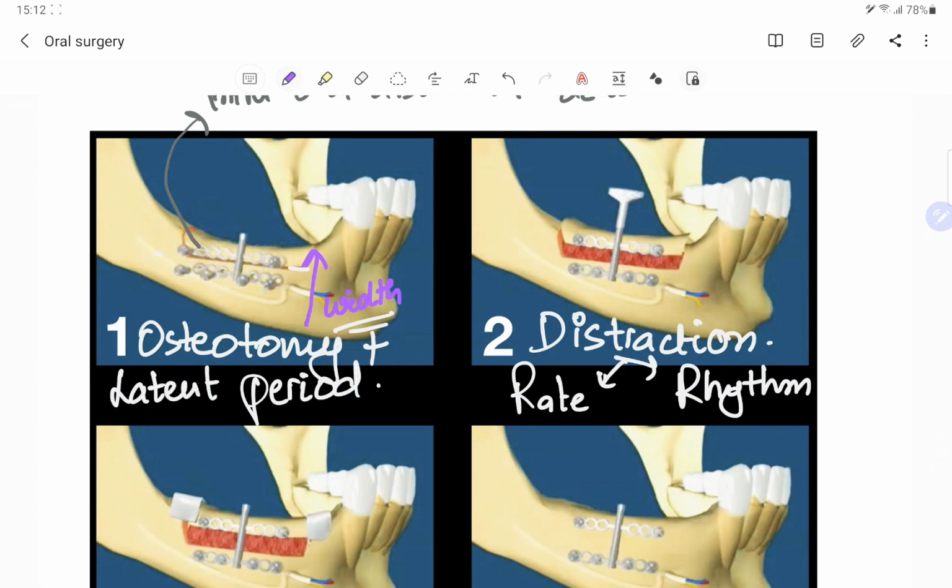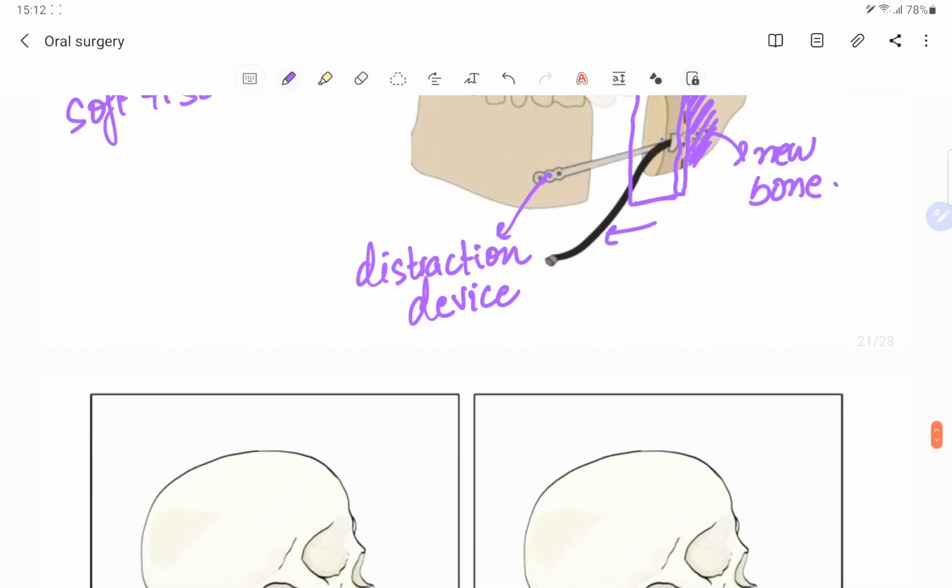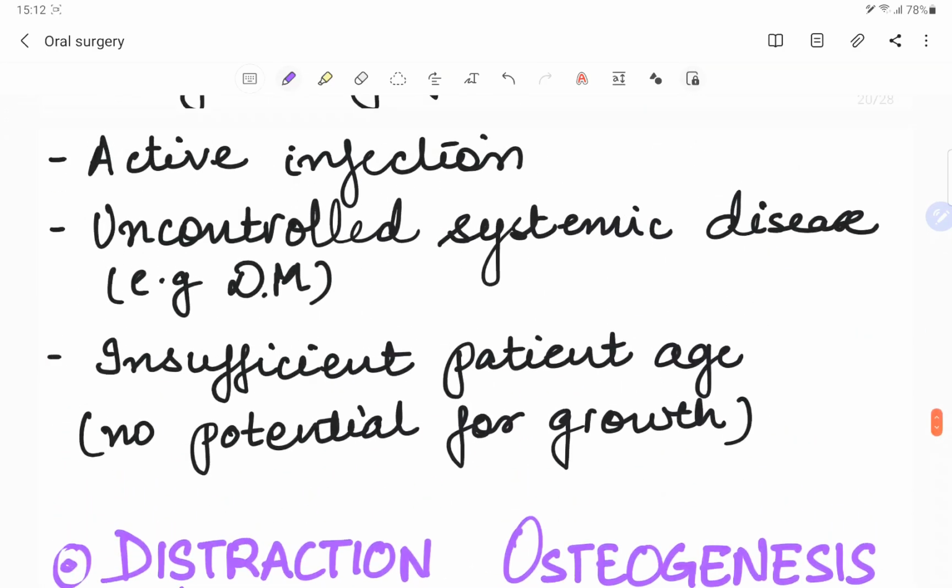So we can increase the bony height for implant also, if you want to go for the dental implant surgery, to increase the alveolar ridge height. We can use the distraction osteogenesis. We can also regrow new condyle with the help of distraction osteogenesis in case of bony ankylosis. So this is about distraction osteogenesis.